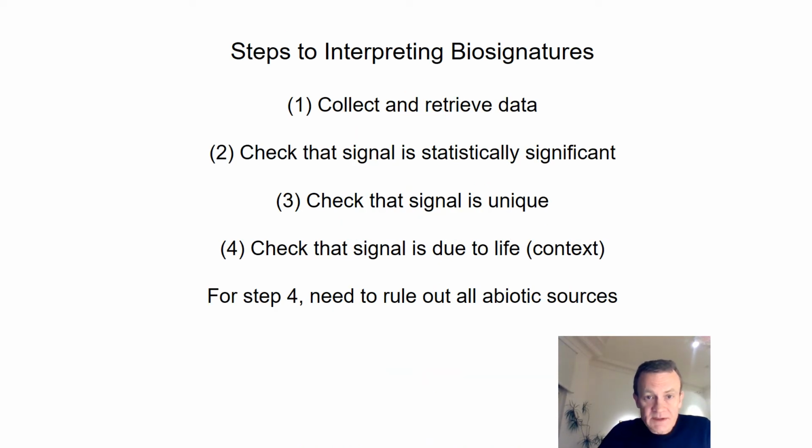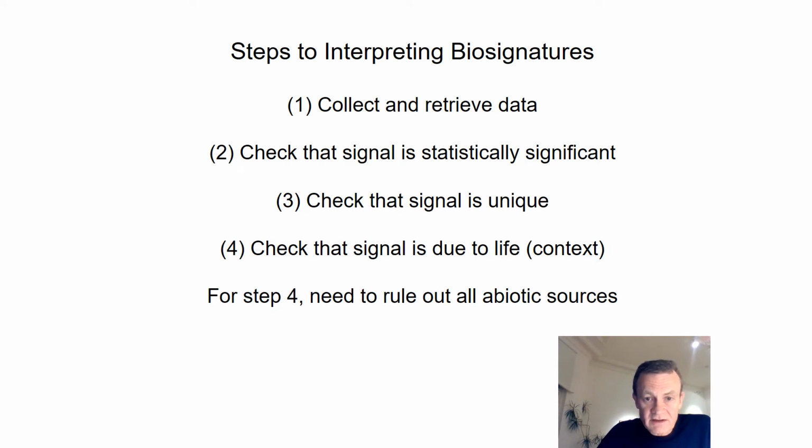So here are some important steps. Imagine it's the future. Imagine we have next generation telescopes and they have found signals which could be biosignatures. And then what do we do to assess these signals? So we have to collect and retrieve the data, of course, first of all in step 1. In step 2, we would need signals which are statistically significant. So 5 sigma signal to noise would be good.